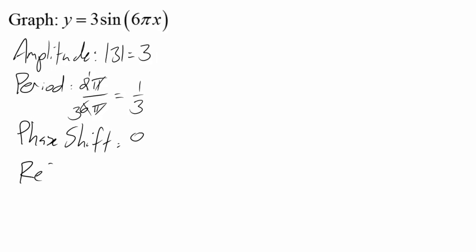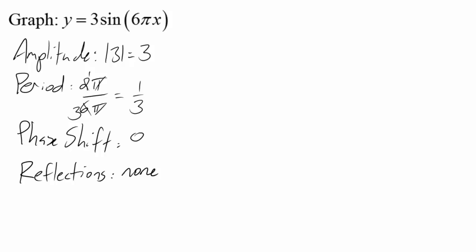Now we'll go ahead and look to see if we have any kind of reflections. Reflections are going to be indicated by a negative sign showing up either inside the parentheses in front of the x term, which we don't have, or outside the parentheses in front of the sine, in the leading coefficient. But we also don't have a negative sign with either of those two things. So for our reflections, we don't have any. It's kind of nice, actually.